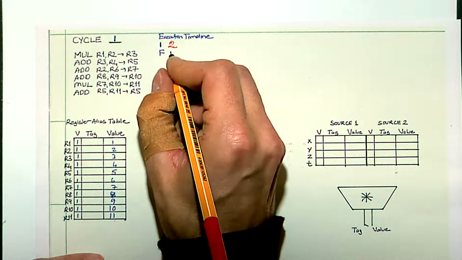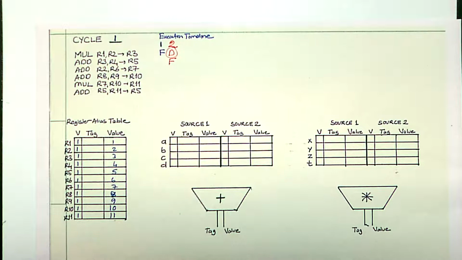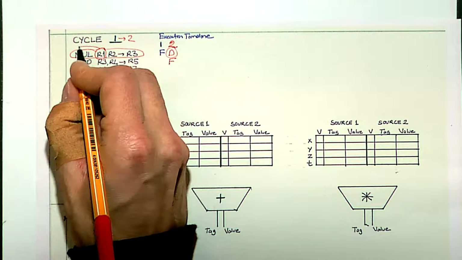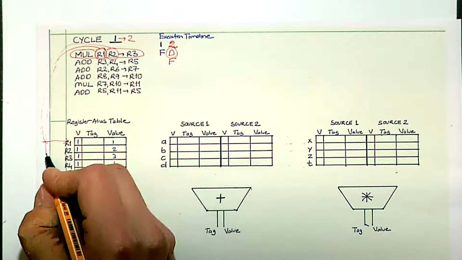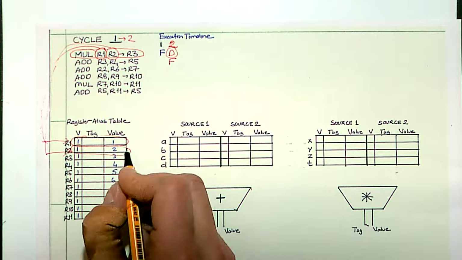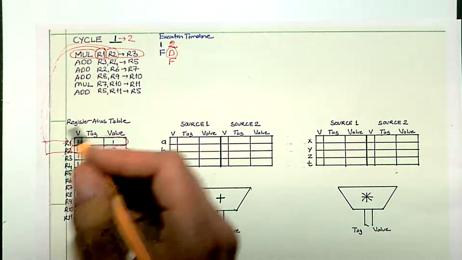Okay, in cycle two, we're going to decode this instruction, and we're going to fetch the next instruction. So what does it mean to decode this instruction? Let's look at what's happening when we move to cycle two. Decoding an instruction means you take the instruction. First, you access the register file with the source registers, R1 and R2 in this case. And you take the source, and you put it into the reservation station entry allocated to that multiply, which means that we first need to allocate the reservation station entry.